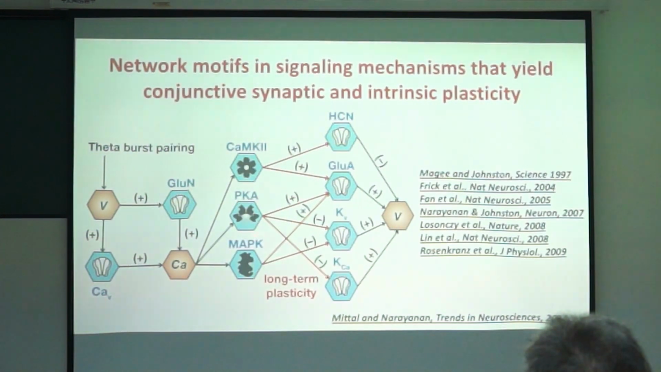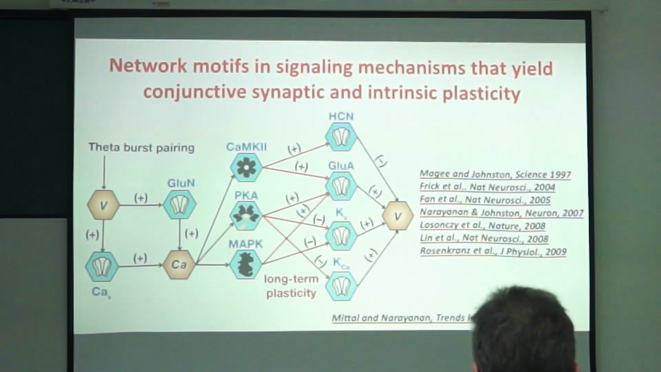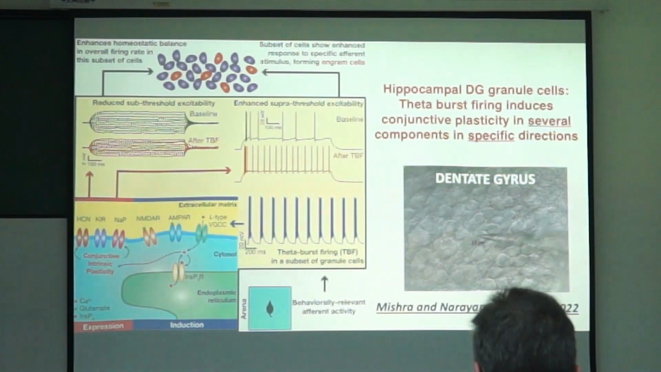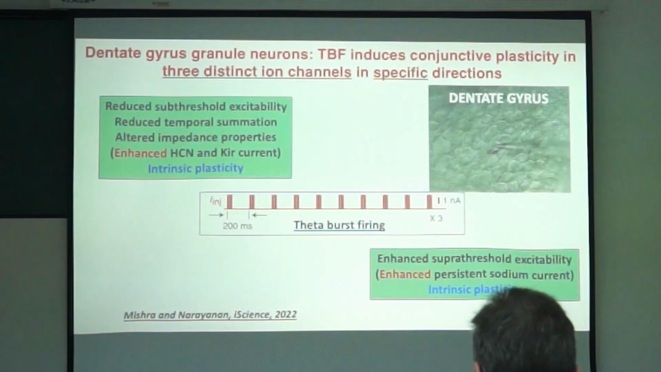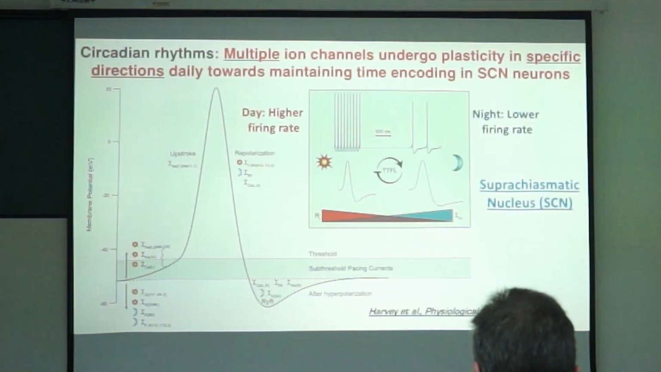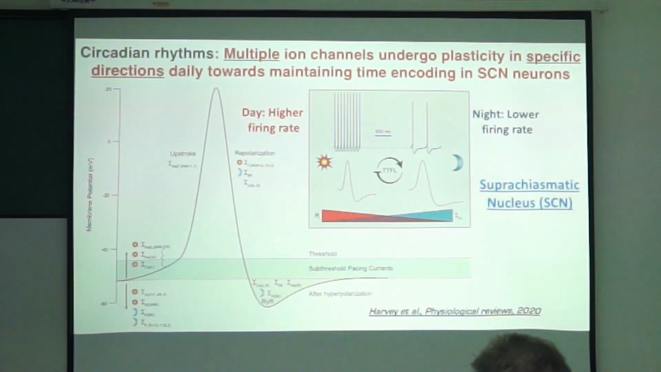And there is a specific structure. It's not like arbitrary things are changing. There is a specific direction in which they change, and that is imposed by these motifs that are present at the cellular scale. This is true even in the DG granule cells, where three different channels change together, and this is theta-burst firing, as I said, with three different channels changing. This is even true for the circadian rhythm, where there are neurons in the suprachiasmatic nucleus which go from high firing rate to low firing rate, and it is a cycle, and there are multiple ion channels that change together for you to make this possible.